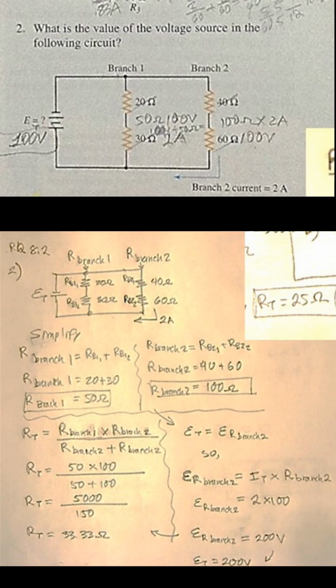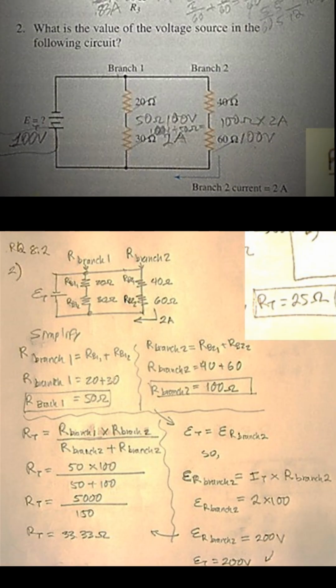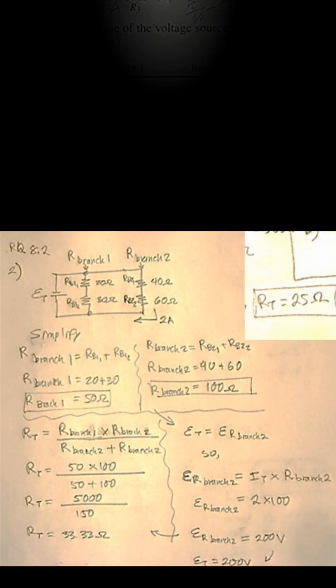So E, or voltage drop at branch 2, equals the current total times the resistance at branch 2. We know our current for that branch, which is 2 amps, and we have just found the resistance at that branch, 100 ohms. So 2 amps times 100 ohms gives us 200 volts. Since we have 200 volts at branch 2, that's the voltage drop at branch 2, so it must be the same as the voltage source. So we call that our voltage source, and our answer.